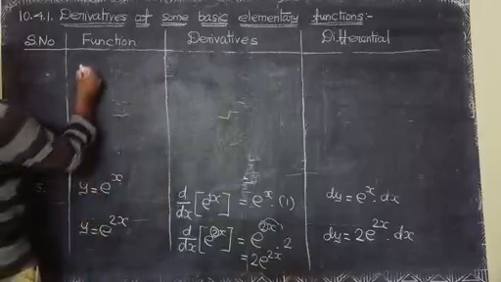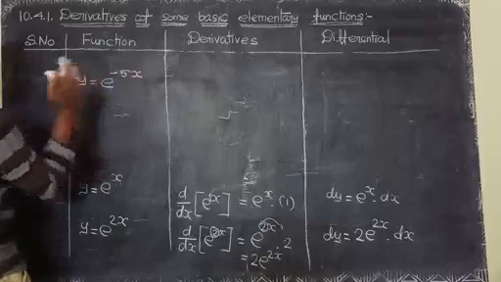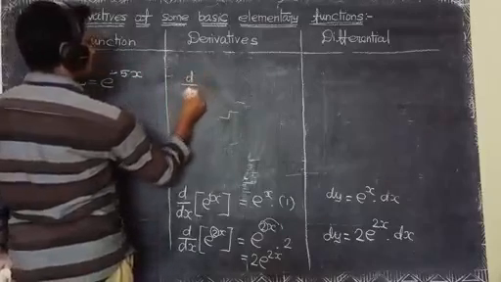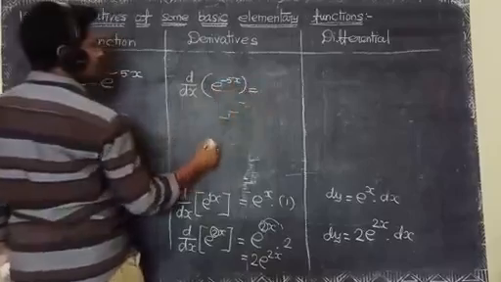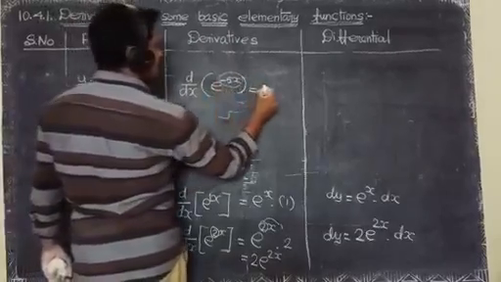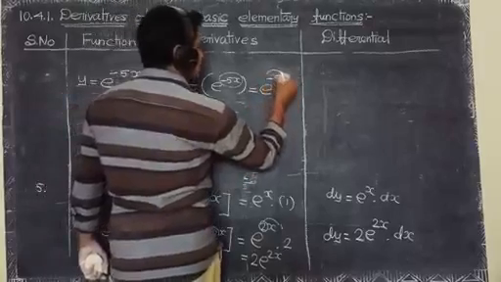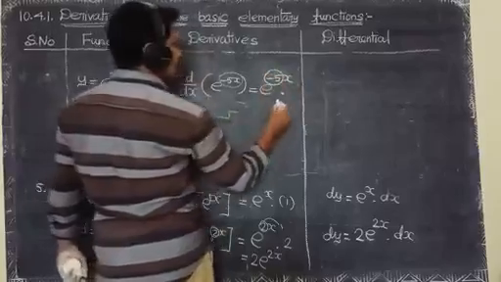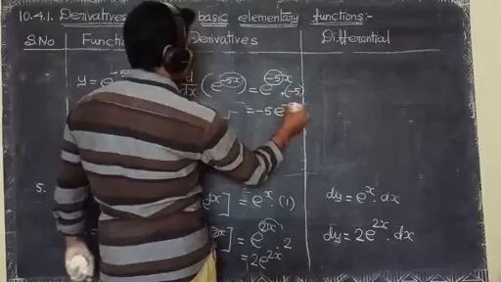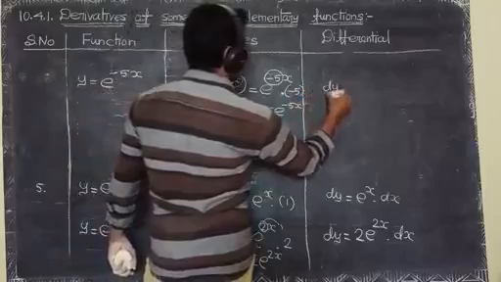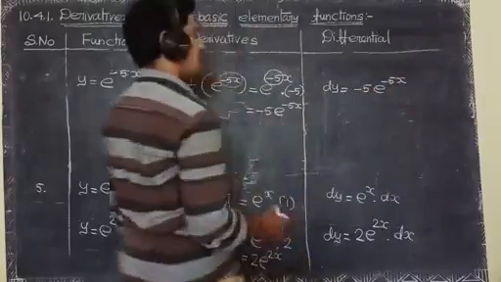Now let us discuss another example. y equal to e power minus 5x. Then the derivative d by dx of e power minus 5x is equal to e power minus 5x into the coefficient of x, which is minus 5. Therefore the product with minus 5 gives minus 5 into e power minus 5x. Therefore the differential is dy equal to minus 5 into e power minus 5x.